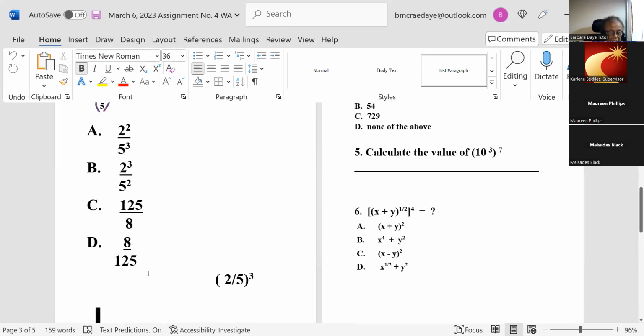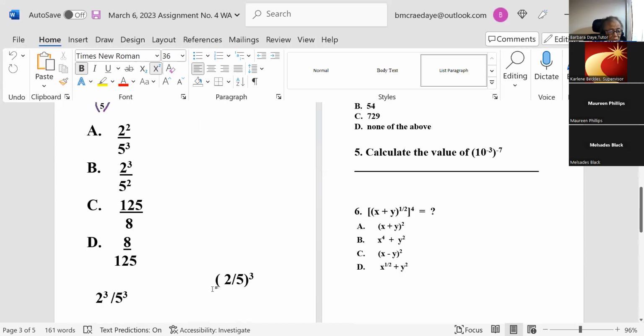Now, so this becomes, and I'll just write it, 2 to the third power, divided by, well, that would be 125 over 8. Think about what you just said, Maureen. And this would be to the third power. So let's put this 3 here.